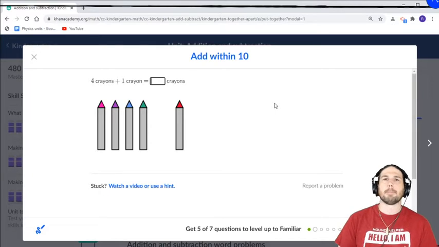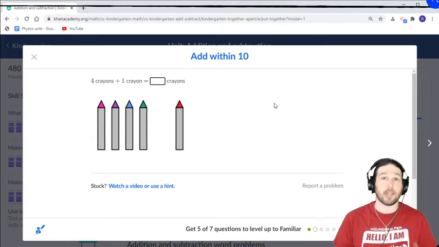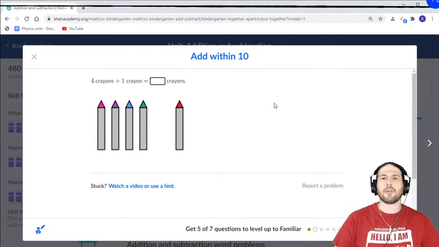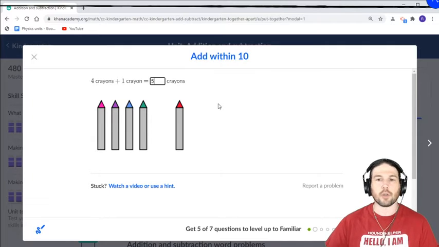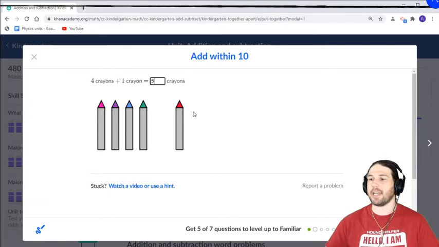And again, if they are still uncomfortable, and I know I keep talking about this, but these are going to be chopped up into smaller videos for YouTube later on. If they don't understand the 4 plus 1, they can still just count the crayons and see that the answer is 5. So long as they have their counting down, this should not be a huge, gigantic challenge.